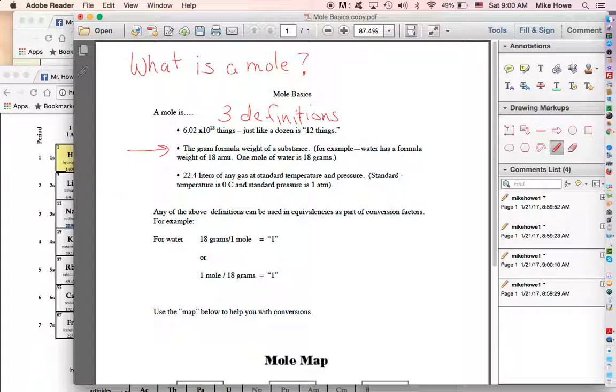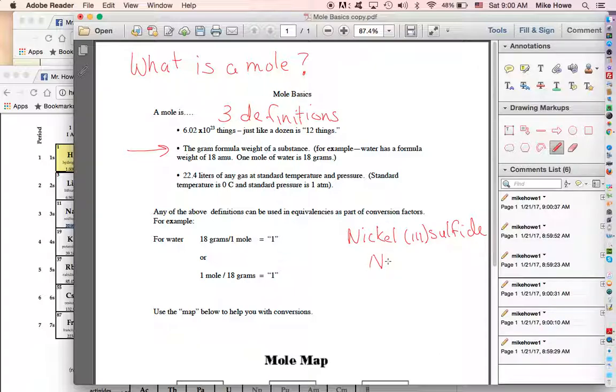And I'm going to start with the gram formula weight definition. So if we had some kind of chemical compound, like suppose I said we have some nickel 3 sulfide. Now you remember that we've been working a lot on writing chemical formulas since December. So you'd look at the periodic table and you'd find nickel, it's Ni. And you'd find sulfide, which means just plain sulfur. Remember, if it ends in IDE, it's just plain sulfur.